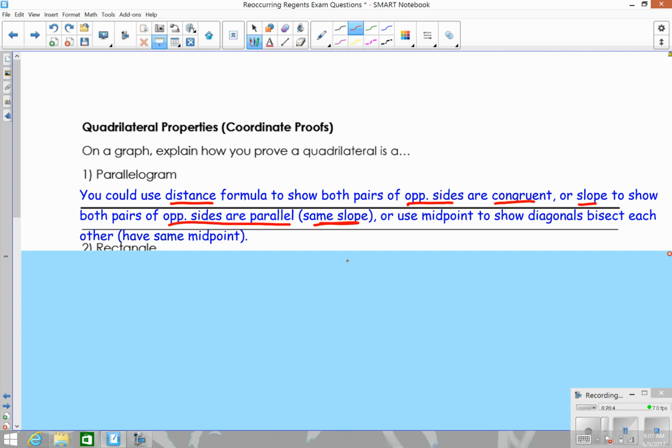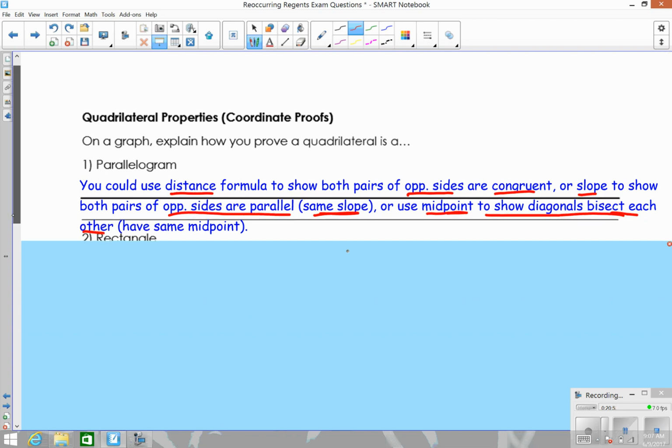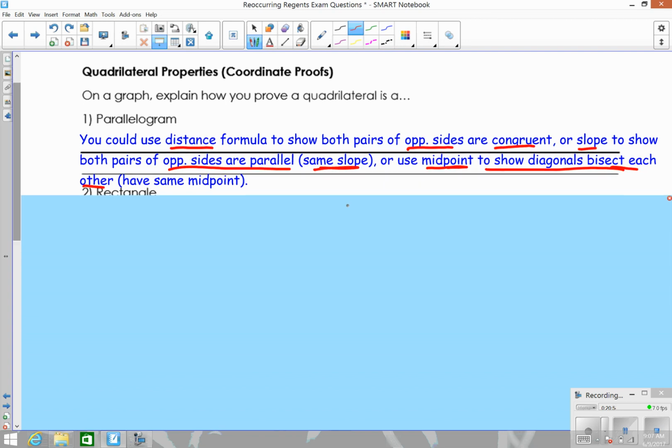The other one that's not as common but could be used is to show that the midpoints of the diagonals are the same, by showing that the diagonals bisect each other. So that's another option. So those are your most common ways to show that you have a parallelogram.